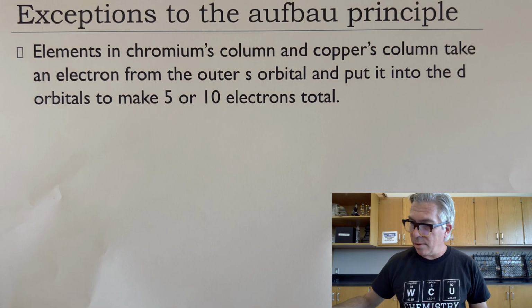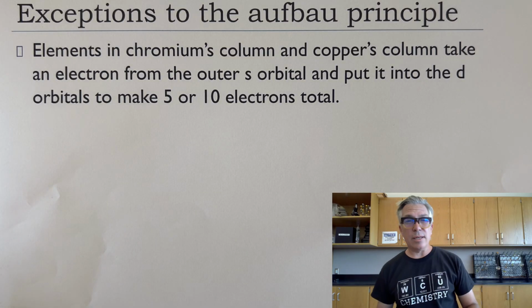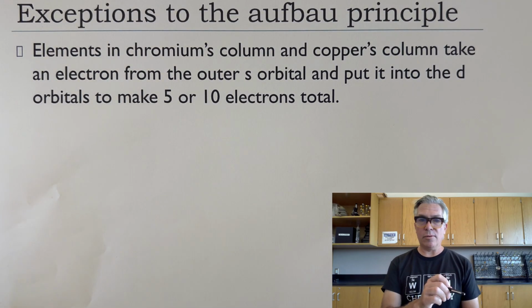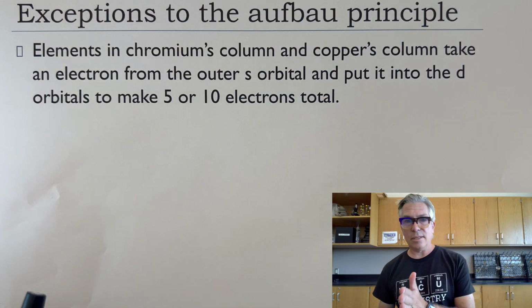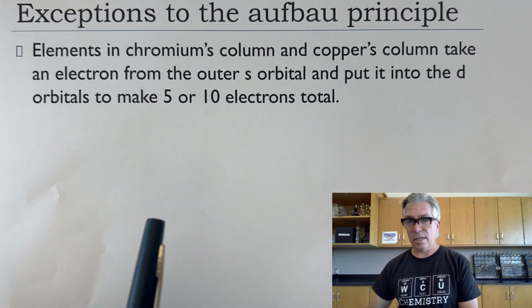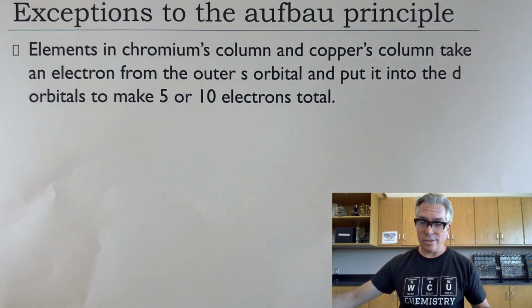it's not only copper and chromium that do that. It's the things that are in their columns. The things that have d4 normally will swap 1 over and make d5. And the things that are d9 normally will swap 1 over and make d10. So take a moment and make a note of that. Sorry about those transition elements. They just do their thing.